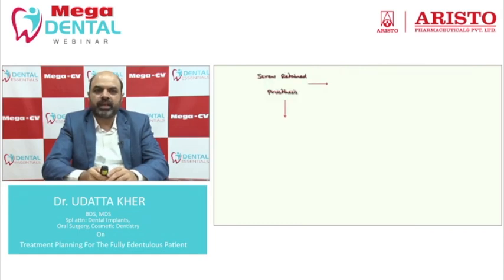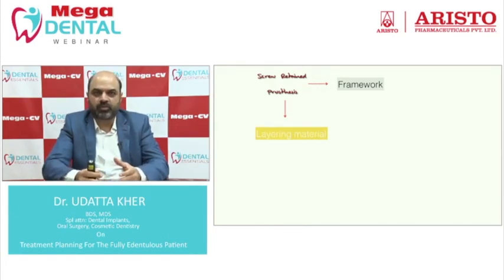Now coming to the screw retained restorations, there are different materials in which these restorations can be fabricated. And if we were to classify the type of materials that are used for fabrication of these prostheses, the entire classification would be into two: one is the framework materials used and one is the layering material used. So any prosthesis that we do will first have a basic framework which is going to provide rigidity, and then you'll have a layering material which will provide the actual tooth form.